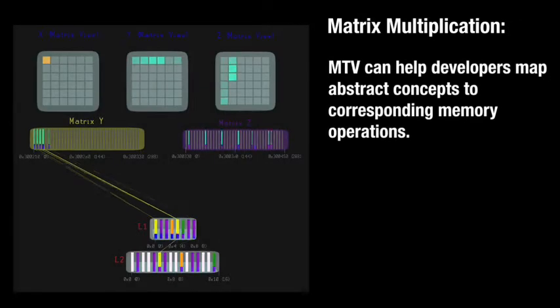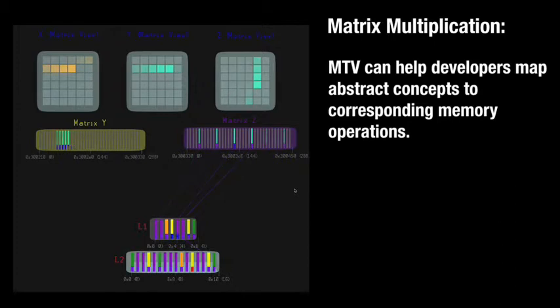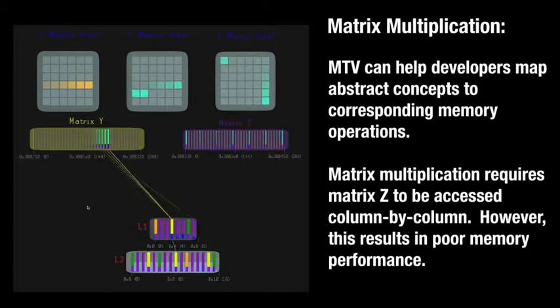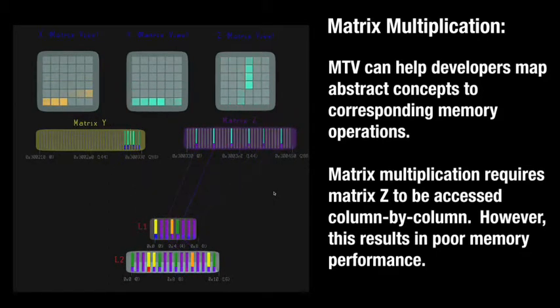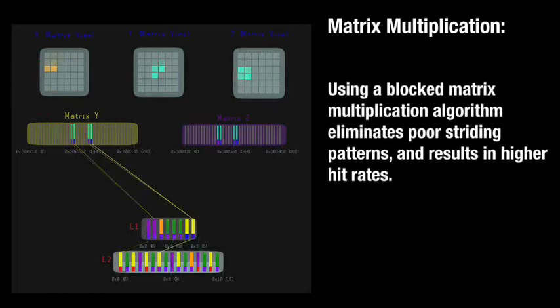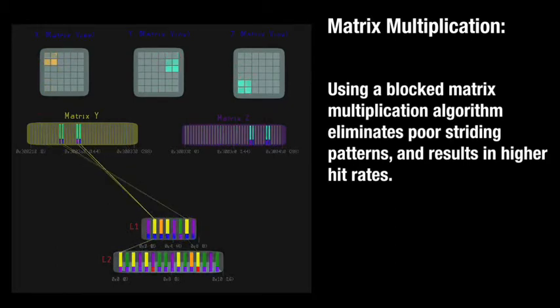Matrix multiplication. MTV can help developers map abstract concepts to corresponding memory operations. Matrix multiplication requires matrix Z to be accessed column by column. However, this results in poor memory performance. Using a block matrix multiplication algorithm eliminates poor striding patterns and results in higher hit rates.